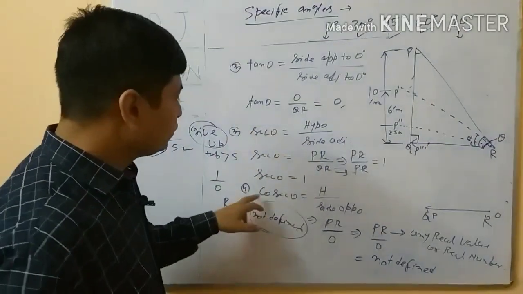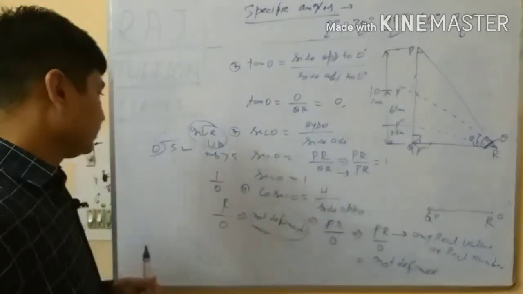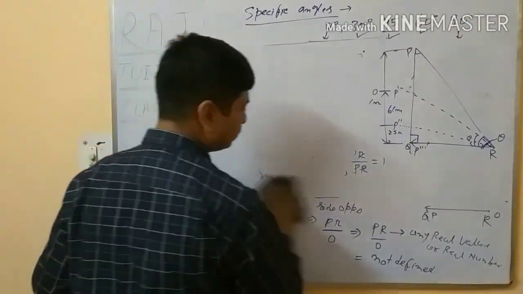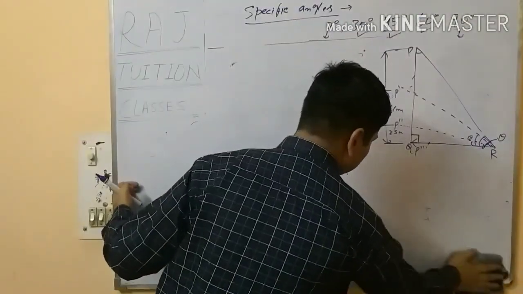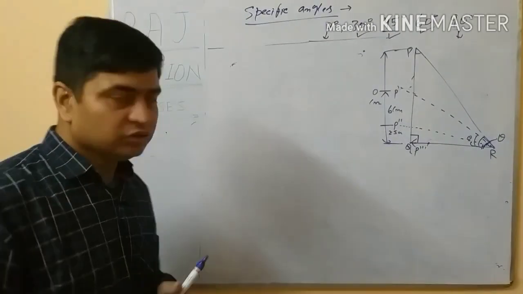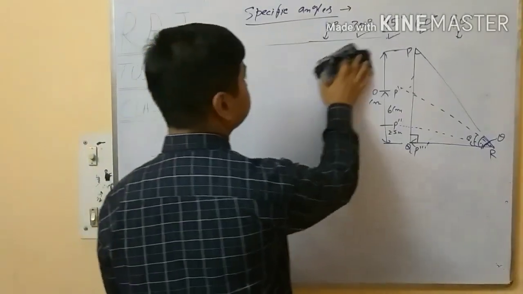So what is the value of cosec 0? It is not defined. Now the task is for you to find out all the remaining values. The remaining 2 values you will find out by yourself. I'm just leaving it here.